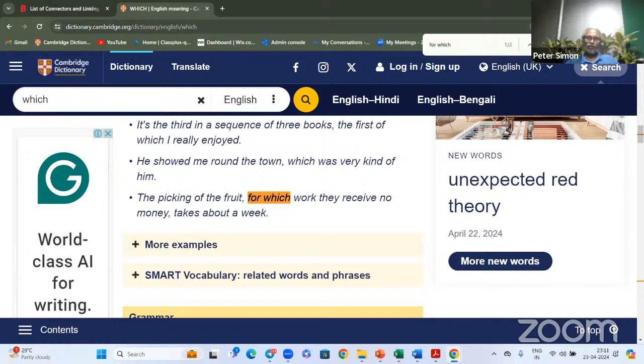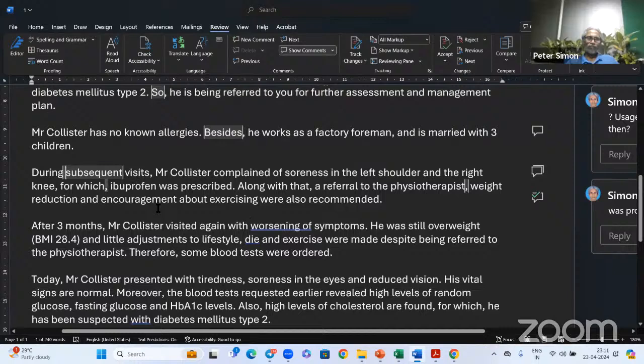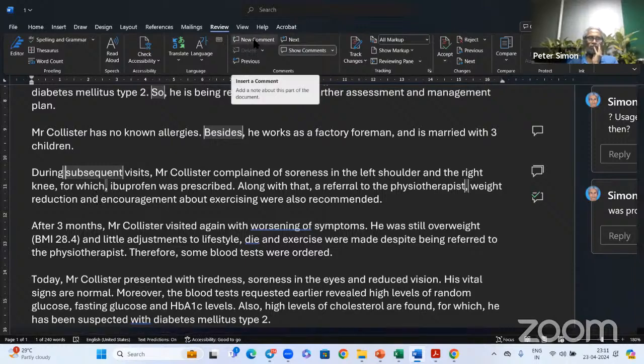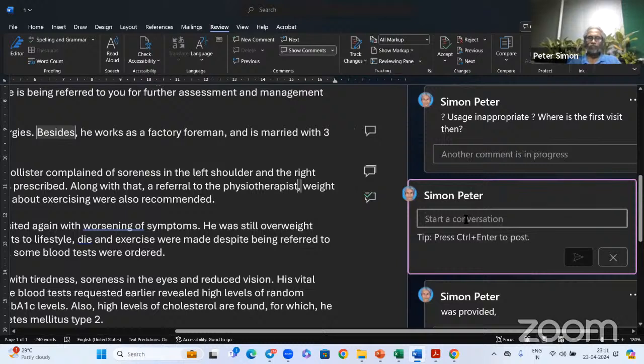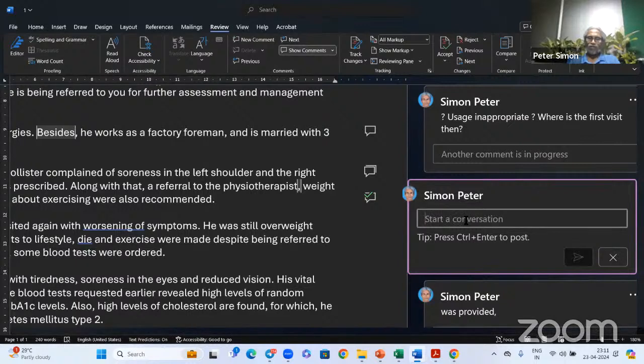Then why did you put it there? After "for which," this is not required. Unnecessary. So, comma, unnecessary.